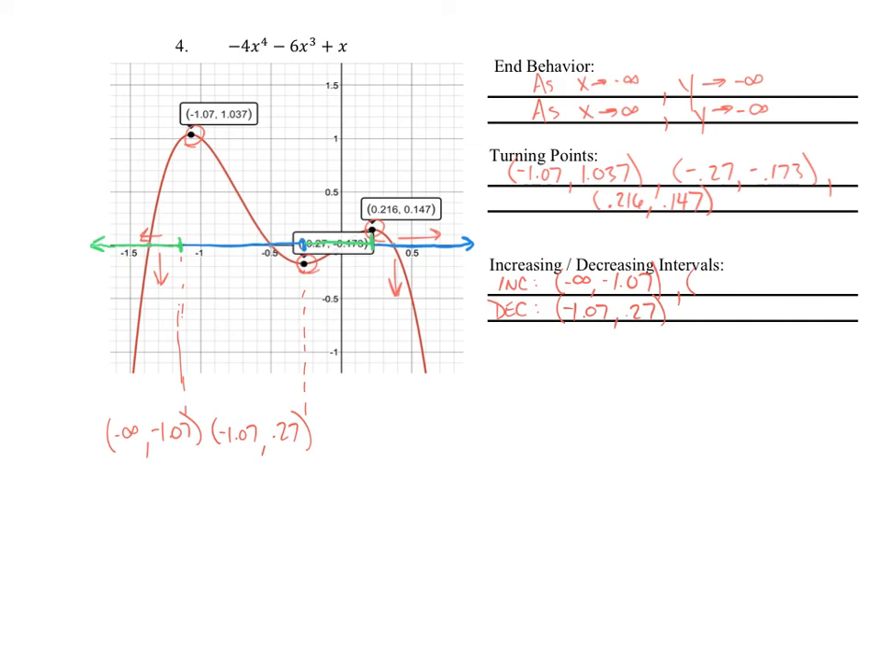The next interval begins at negative 0.27 and ends at 0.216. That's also an interval of increase. And then finally, it's going to decrease forever and ever after that. It's just going to go downward forever. So it's going to decrease from 0.216 all the way to positive infinity, because we're moving that direction. So 0.216 to infinity. And that's it.